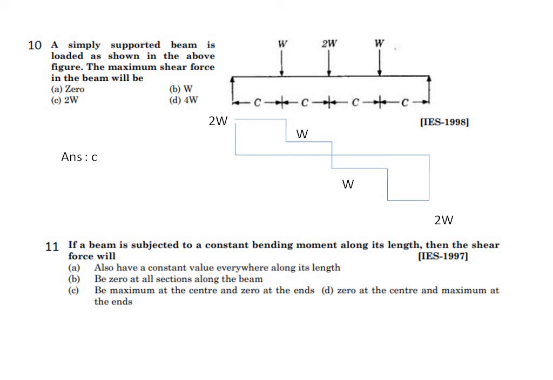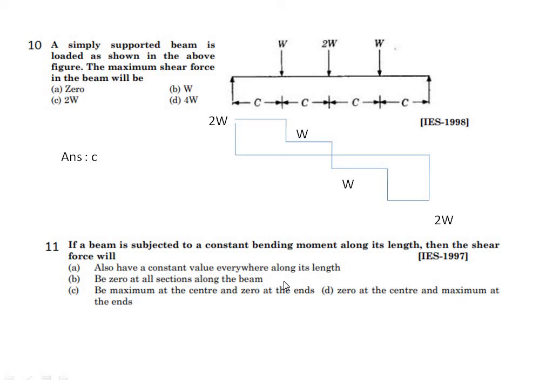So if you have a constant shear force in that diagram, then you very well know that there will be a slanting variation in the bending moment. So the bending moment will not be constant for a constant shear force. The second option, be 0 at all sections along the beam.